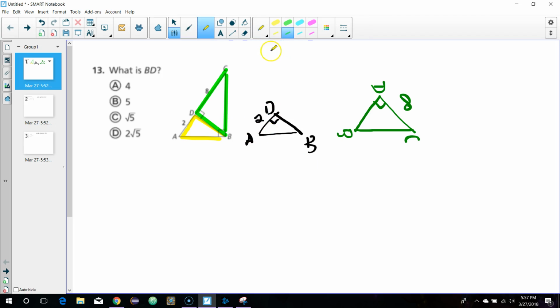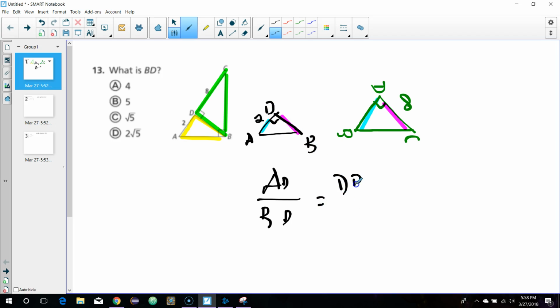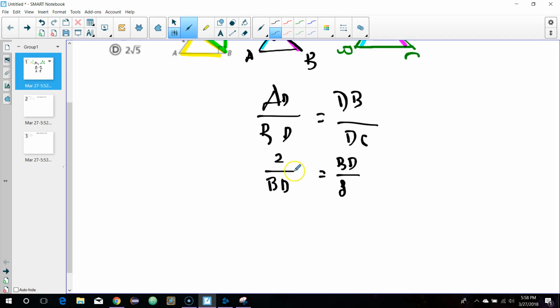So you are comparing the corresponding sides. AD is going to compare with BD, and then this BD is going to compare with that. So if I have to write out all of the steps, AD over BD, because they are the same color, should be equal to this DB over that DC, right? So you're comparing those, and then finally you just put those numbers in there. AD is going to be 2, BD is something we have to find, this DB, BD, same thing, and DC is X.